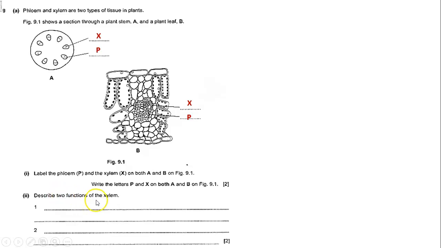Describe two functions of the xylem. We said that the xylem transports water, transports minerals, and also supports the plant. So here we go, transports water, transports minerals, salts, and ions, and gives support to the soft tissue of the plant. Any two will get 1 mark each.